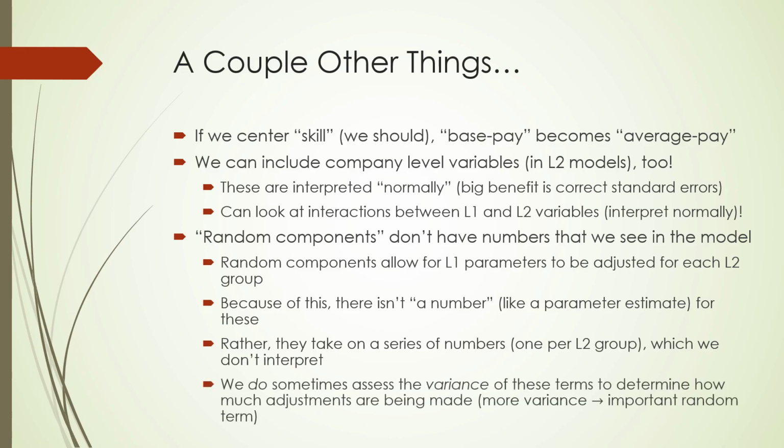We can, again, look at the variability. We discussed this earlier in things like the intraclass correlation coefficient, where we look at the variability in these and determine how much variability in these adjustments is related to the total variability of the data. And if we have more variability that's related to the level two variable, then we would believe that the level two variable is more important.